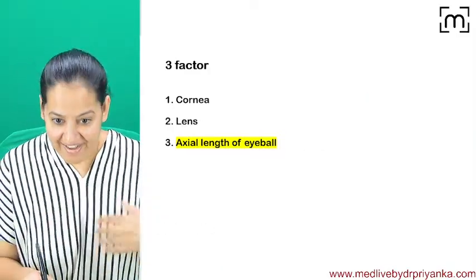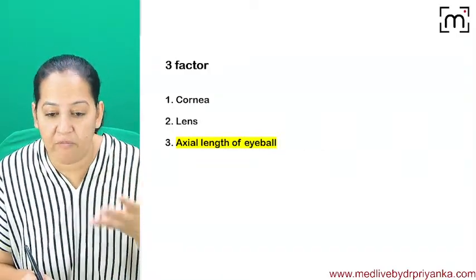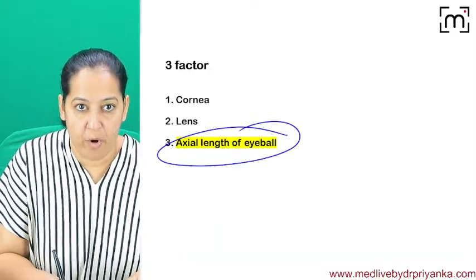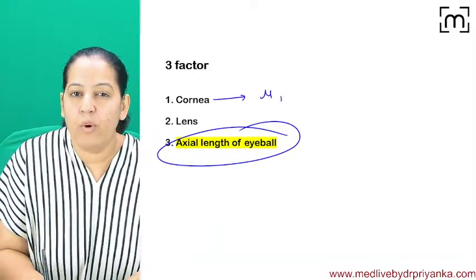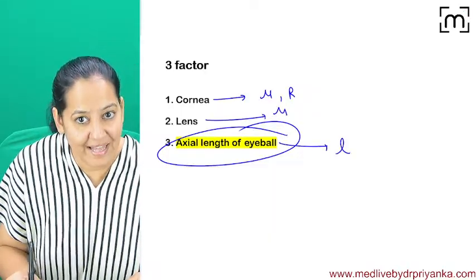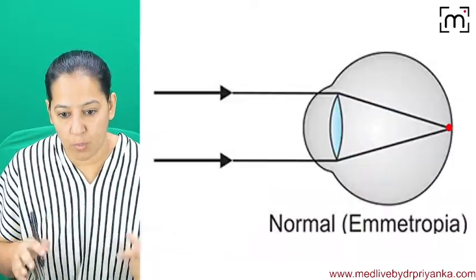The third factor which affects the refractive power of the natural human eye is the axial length of the eyeball. Apart from the cornea, where the mu and radius of curvature are important, and in the lens, where only mu is important, now, the axial length of the eyeball. What is this length?